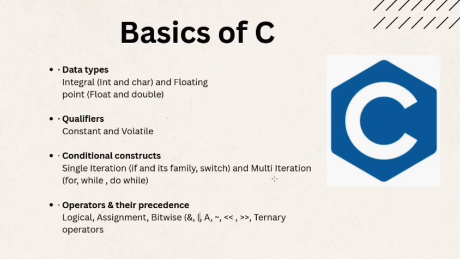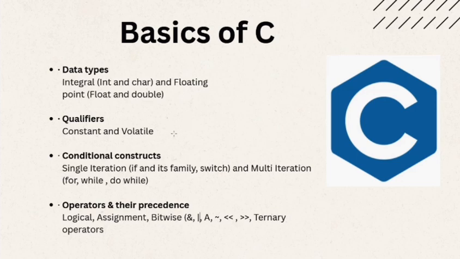Basics of C. In basics of C, data types. Data types are used to define the type of data stored in variables. In this, integral and floating point. Integral: int and character, which is basically whole number characters, and float and double, floating point, which is decimal numbers. Qualifiers. Qualifiers modify the behavior of variables.